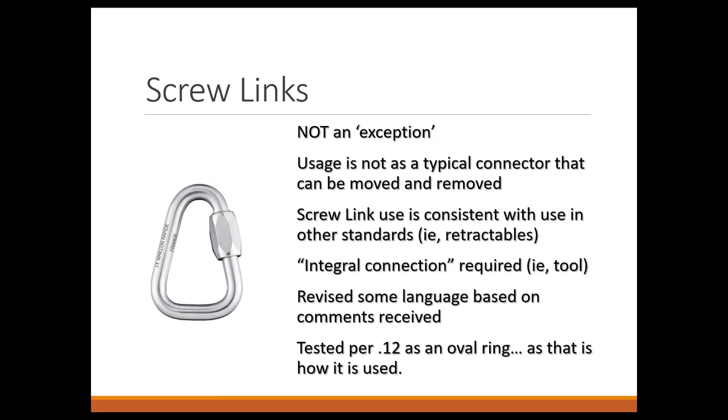We wrote it in the same way that the standard on retractables wrote it in. It's an integral connection. That is, a tool is required to attach it and remove it. So in essence, as a rope access technician, you simply need to tighten your screw link with a tool so that it can't be finger loosened. And then we did revise it a bit based upon some comments, but it's tested as an oval ring, not with the same exact requirements, but in that manner, because that's essentially how we're using it. All the marking is to ANSI Z459.1.